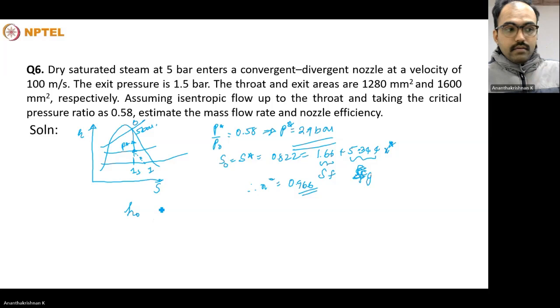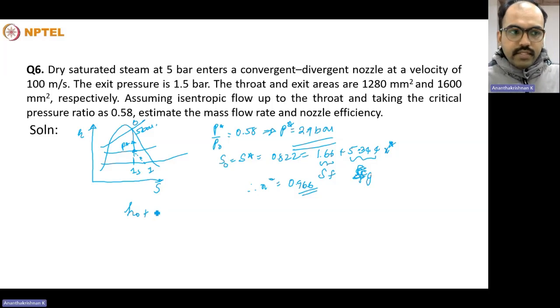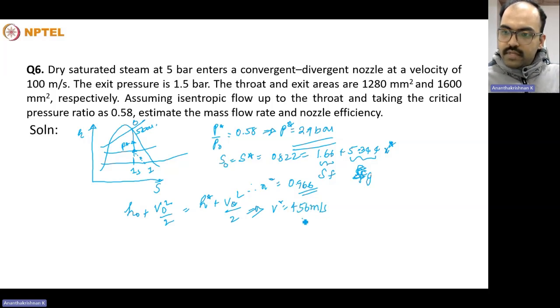Enthalpy, using the steady flow energy equation between the point 0 and the star, we can actually determine the velocity at the state point star. So that will be h0 plus v0 square divided by 2 is equal to h star plus v star square divided by 2. This will give us v star, I'm not writing the intermediate steps, it will be equal to 456 meter per second.